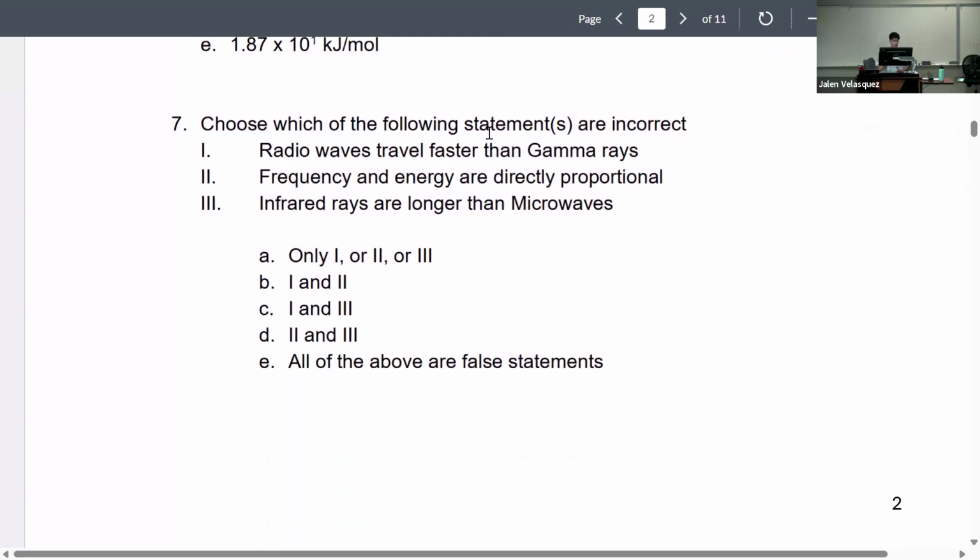All right, number 7, choose which of the following statements are incorrect. Statement 1 says radio waves travel faster than gamma rays. Statement 2, frequency and energy are directly proportional. Or statement 3, infrared rays are longer than microwaves. So what do we think is incorrect? Which answer choice? It should be C. So 1 and 3 are incorrect.